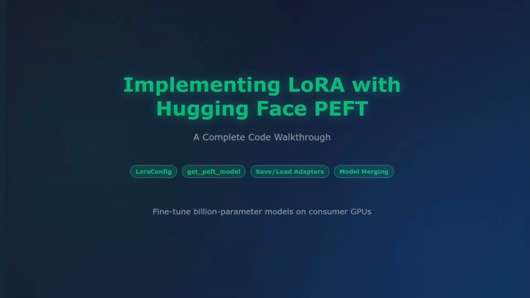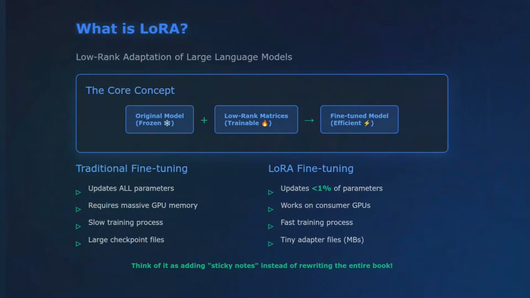Today, we're diving deep into one of the most exciting techniques in fine-tuning large language models, LoRA, or low-rank adaptation, and we're going to implement it using Hugging Face's PEFT library. By the end of this video, you'll know exactly how to use LoraConfig, get_peft_model, save and load your adapters, and even merge them with the base model. So let's get started.